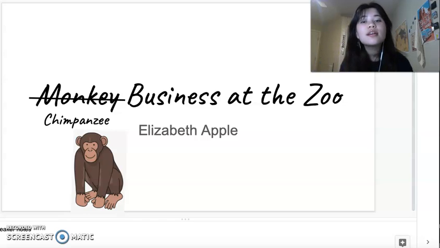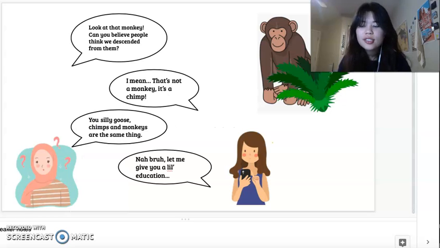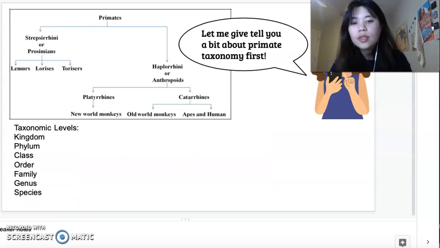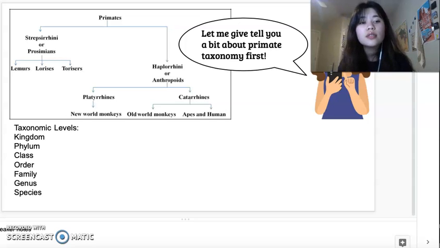So we are gonna check out some monkey business at the zoo. We see our friend here, she doesn't quite get why a chimpanzee isn't a monkey. So we're gonna educate her a little, and that's okay. We're gonna first talk about the primate taxonomy. And just to review, we're gonna go over the taxonomic levels.